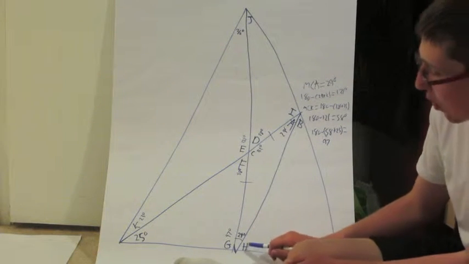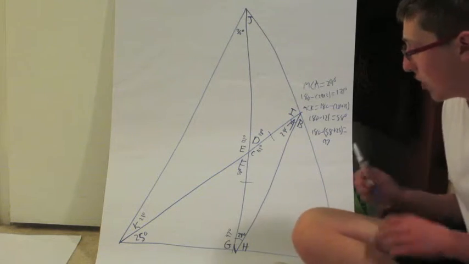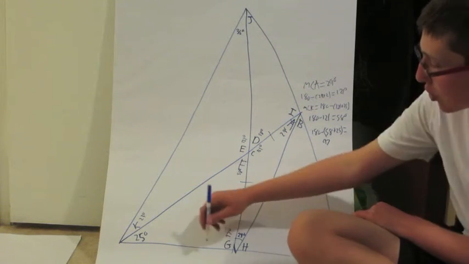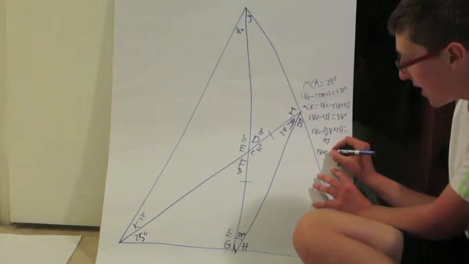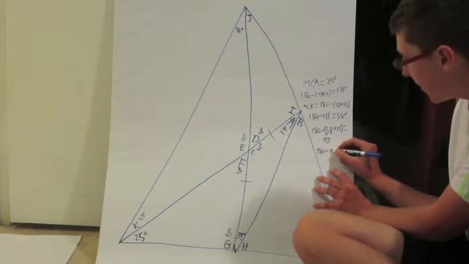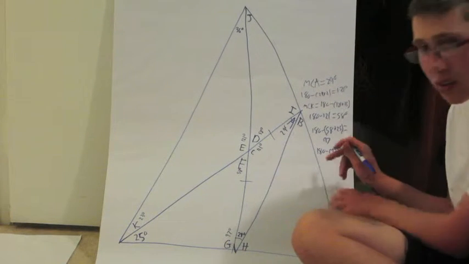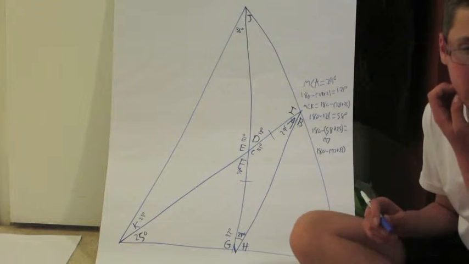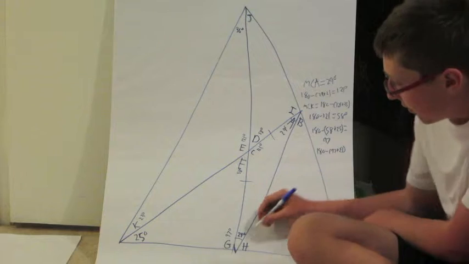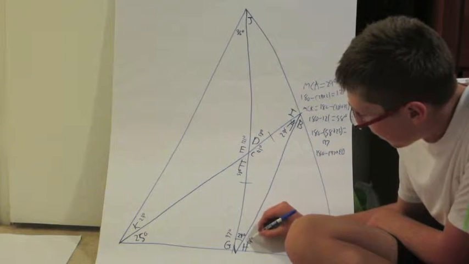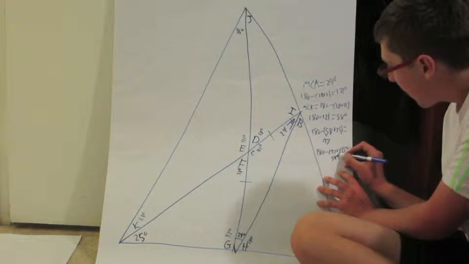So now we can solve the measure of angle H. The measure of angle H would use the straight line property. So 180 minus 97 plus 29 would make the measure of angle H 54 degrees. So this would be 54 degrees as the measure of angle H.